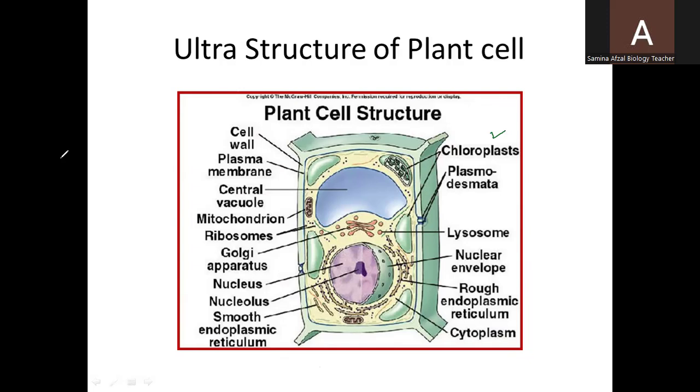and lysosomes are also there. Ribosomes are there, and you can see the nucleus has a nucleolus, and the endoplasmic reticulum is also there. Smooth endoplasmic reticulum and rough endoplasmic reticulum, both are visible over there. So Golgi apparatus, mitochondria, central vacuole. We will discuss all these parts one by one in the next videos.